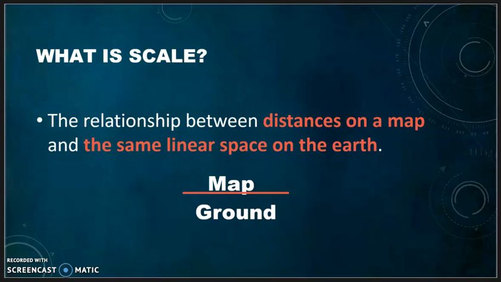Verbal scale uses a word statement to express scale. It's reserved for more casual maps where accuracy is not as important, such as tourist maps. Representative fraction is the relationship between the map distance over ground and is usually represented as a ratio, such as 1 inch on the map equals 10 miles on the ground.